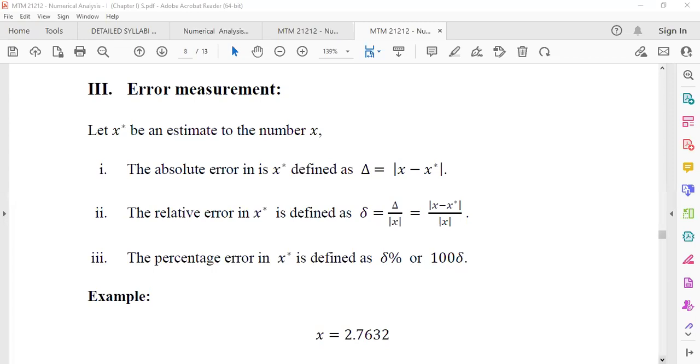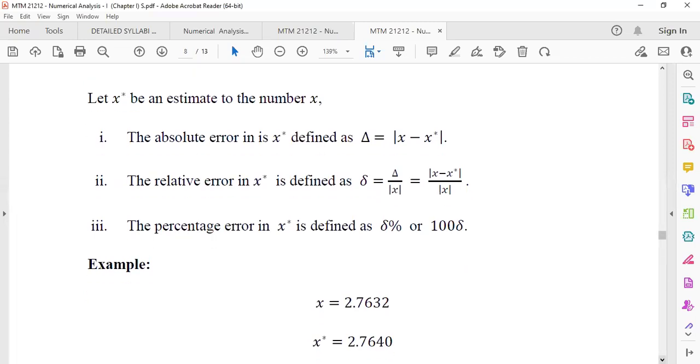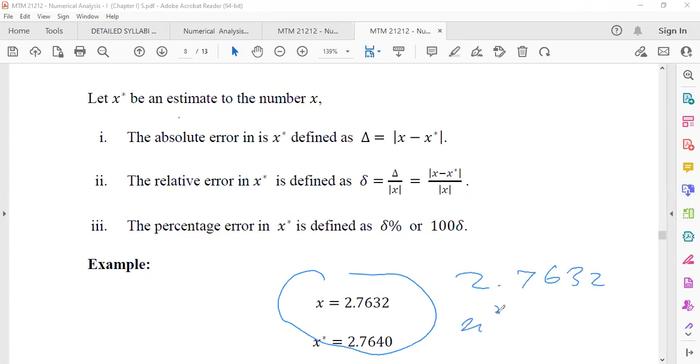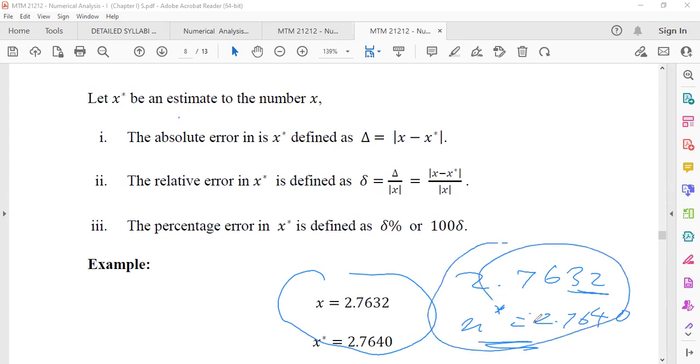Okay, let's do one example on it. Can you try this example? Give me the answer in the chat. Let's say our true value is 2.7632. Our estimated value is 2.76. For the 32, they have taken it as 4. So how will the error change? That's the idea. Can you calculate and give the answer in the chat box?